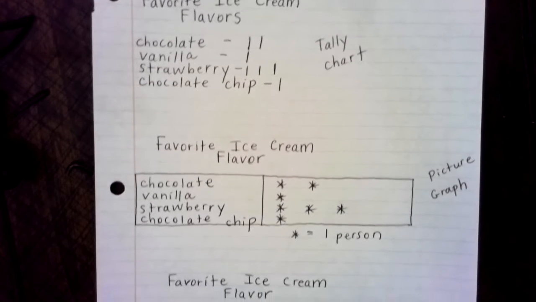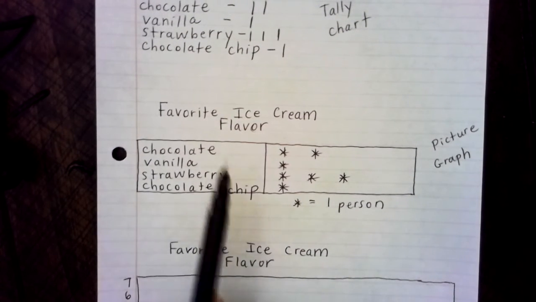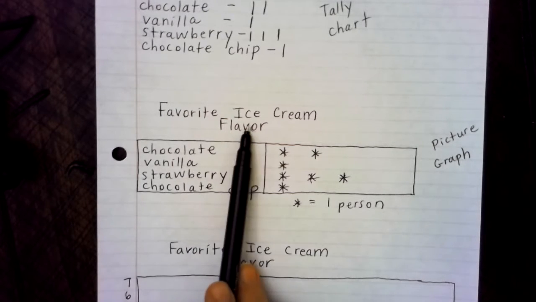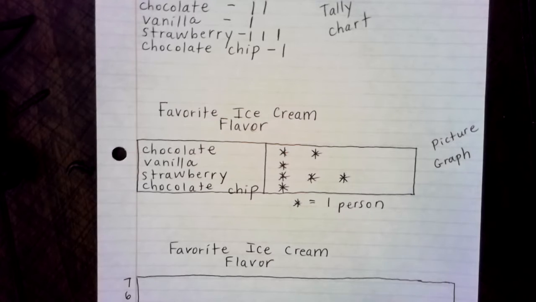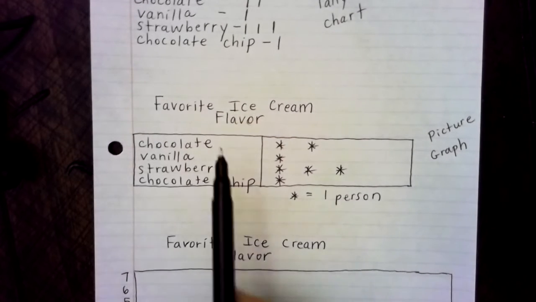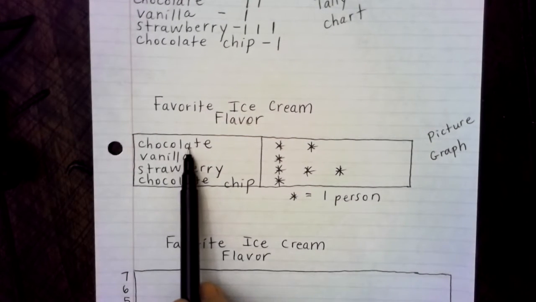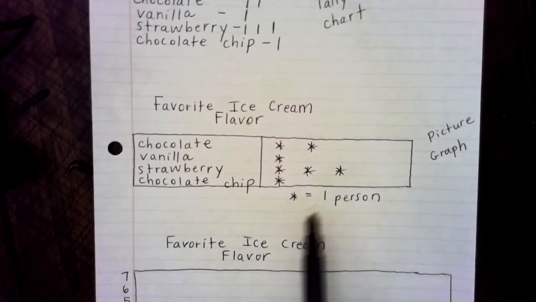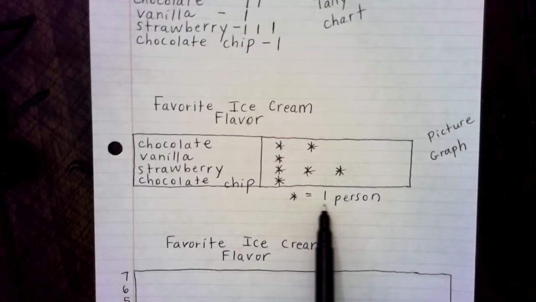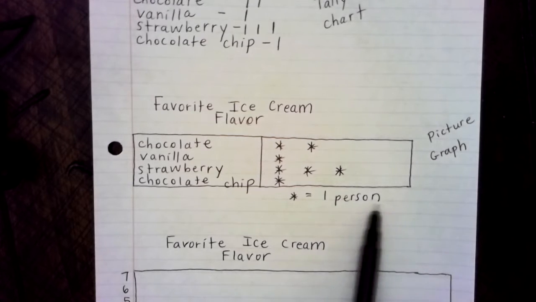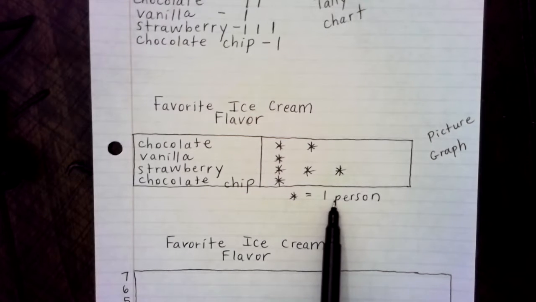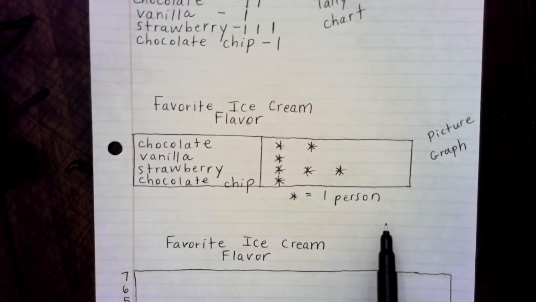And first, I'm going to do a picture graph. So I'm going to label my graph. Labeling graphs is very important. So of course, this is about favorite ice cream flavor. So that's what I called it. And then remember those 4 flavors were chocolate, vanilla, strawberry, and chocolate chip. Now it's important that you notice this key at the bottom here of this graph. Every time you see one of these stars, that equals 1 person who voted.